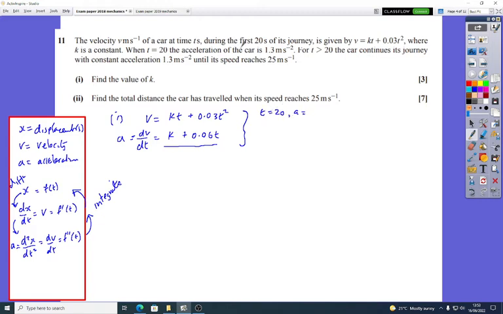we know acceleration is 1.3. So if you plug in k plus 0.06 multiplied by 20, it's going to give you 1.3. So that times 20 is 1.2. Take that off, k equals 0.1. Now that stays as it is.